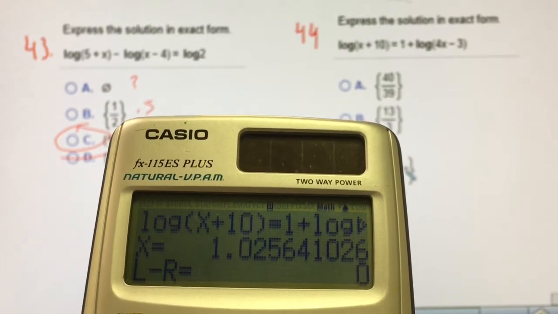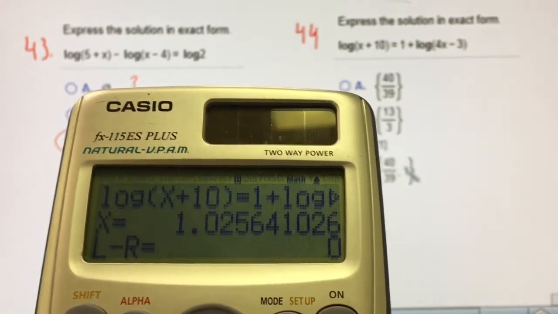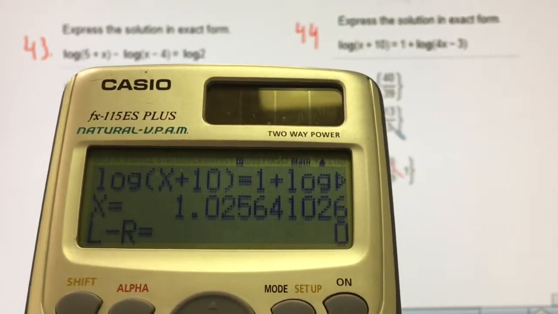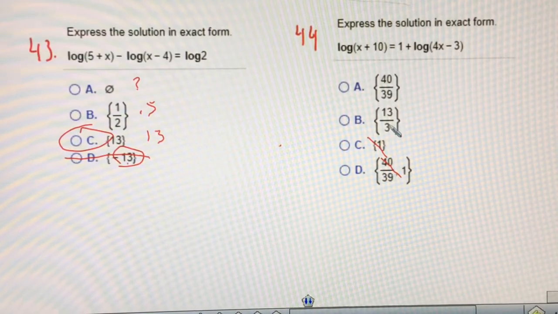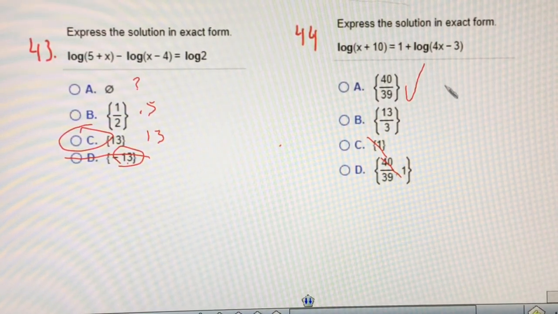1.02. 1.02 is the actual answer. So 1 is not an answer. 1.02 is. If I put 1 in, it would have showed up. So right now, it can't be that one. It can't be that one. 13 divided by 3 is way bigger than 1. So I'm assuming it's going to be this. So I'm going to type in... I got 1.025 as my decimal.